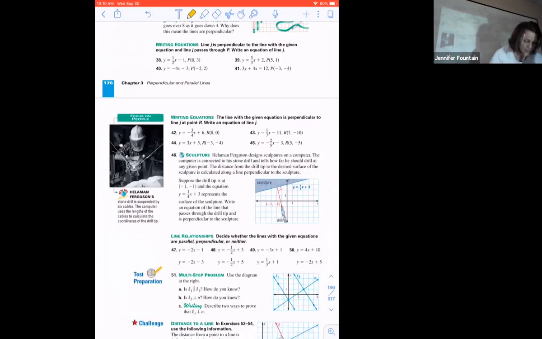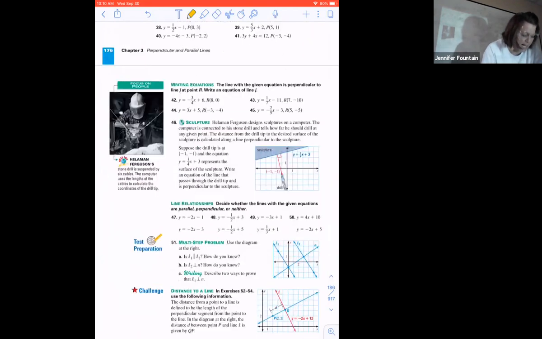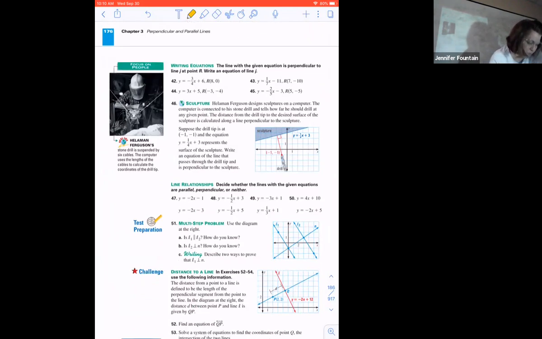Page 177, writing equations. The line with the given equation is perpendicular to the line J at point R. Write the equation of line J. So we will do 42 and 44. And then go down to line relationships starting at 47. We'll do numbers 48 and 50.